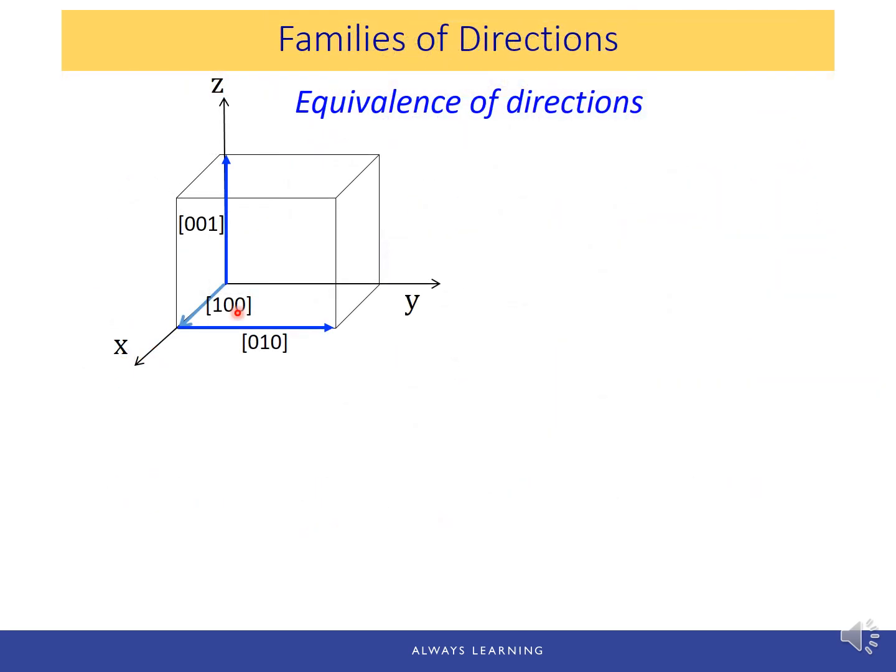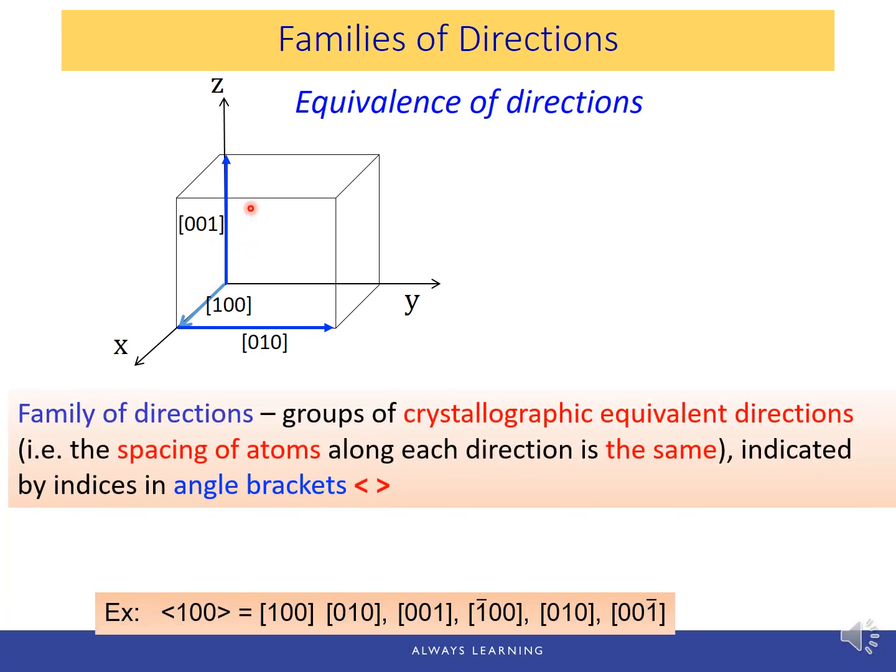For some crystal structures, several non-parallel directions with different indices are actually equivalent. So this means that the spacing of atoms along each direction is the same. So we call the groups of crystallographically equivalent directions a family of directions. Again, equivalent means the spacing of atoms along each direction is the same.